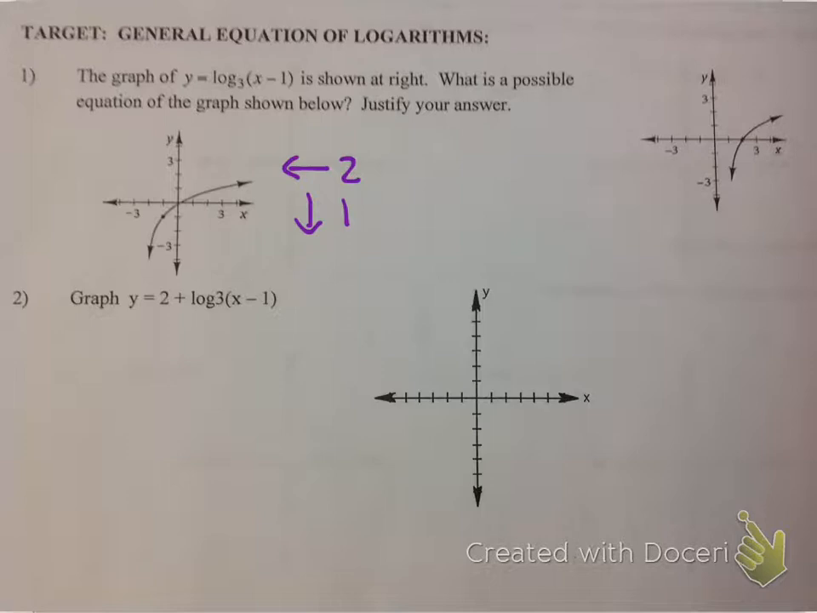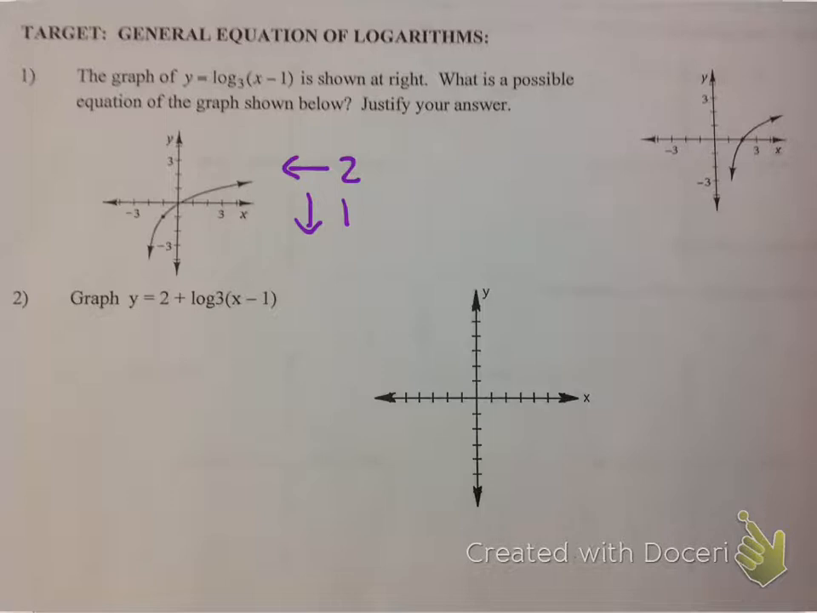So it gives you an example on the right of what the graph of y equals log base 3 of x minus 1 is. And so that graph takes our x-intercept that's normally at (1, 0) and shifts it 1 unit to the right. Okay, so using that, it asks what a possible equation of the graph below is. And so you'll notice that if you look at the locator point that normally started at (1, 0), it had to have shifted 2 units over to the left and then 1 unit down.